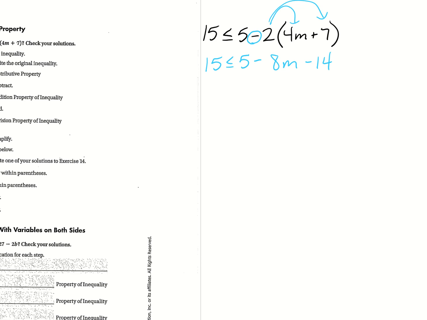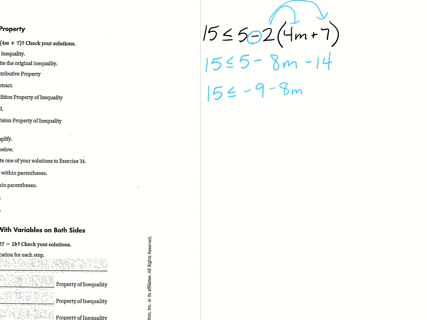All right, from there, we can combine like terms. We should notice we have that 5 and the negative 14 on the same side. So 5 plus negative 14, or 5 minus 14, is going to be negative 9. So we have negative 9 minus 8m. You could also write this as negative 8m minus 9. They mean the same thing.